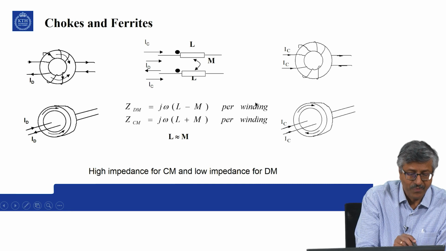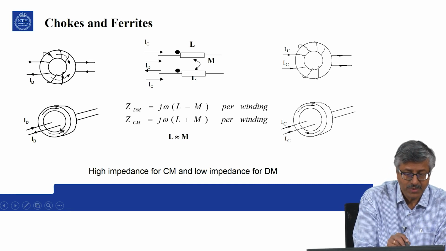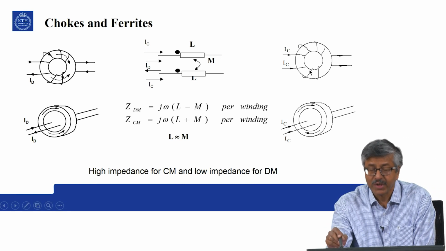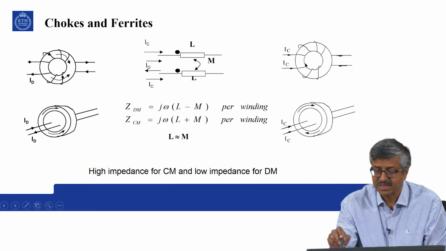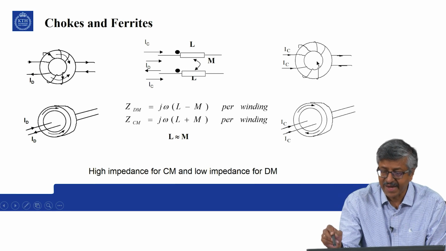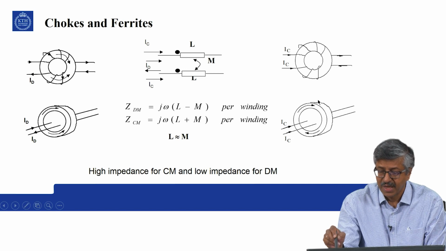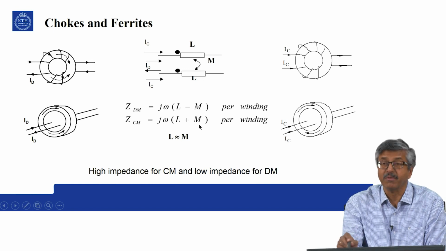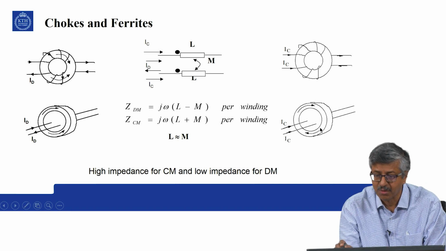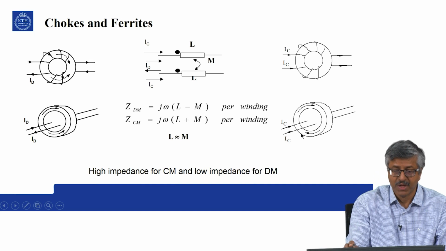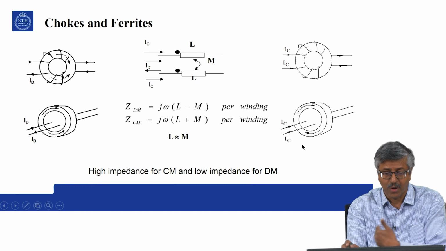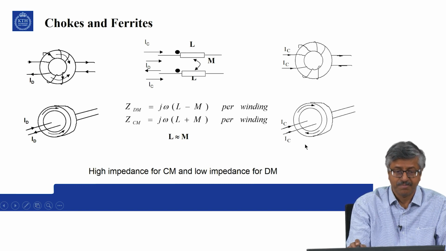Now this is a single primary, this is several turns. Now for common mode type of currents, where the current directions are the same, the fluxes aid each other, and you have then high impedance per winding under common mode noise currents. So then it will introduce a high impedance in the circuit, and you block the noise.